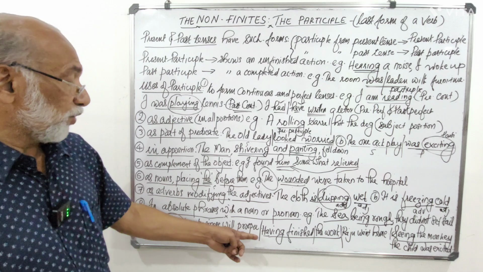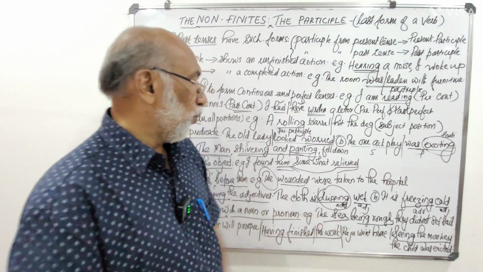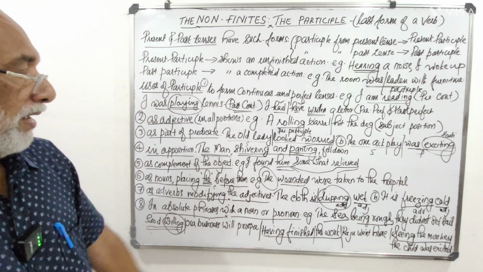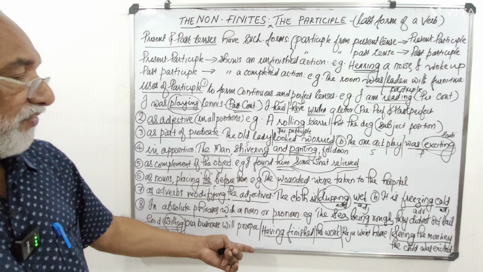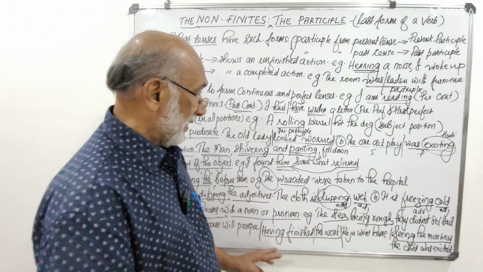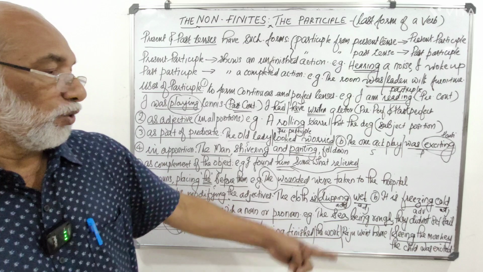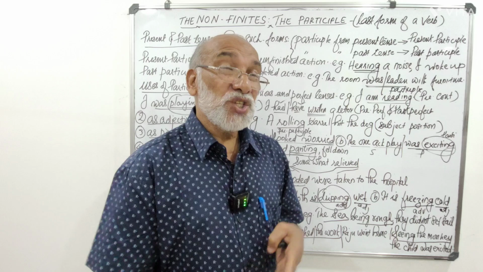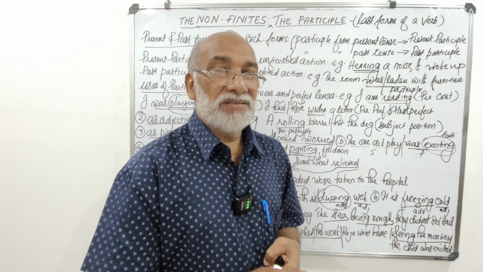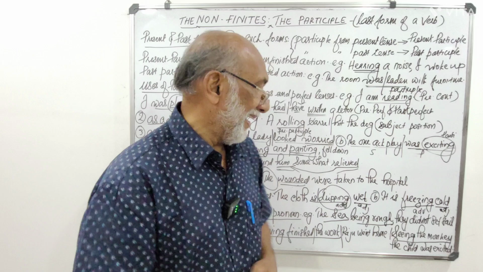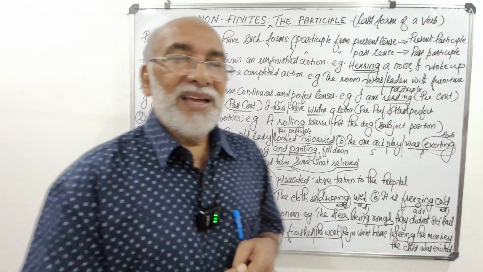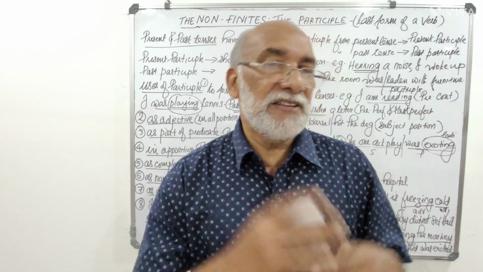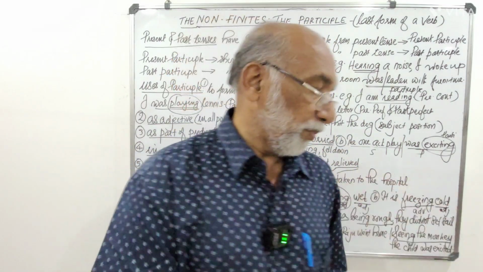In the next one, having finished the work, Raju went home. Here it is perfect participle. So we have to use the perfect form. That is, as he had finished the work, Raju went home. Seeing the monkey, the child was excited. When the child saw the monkey, he was excited. When he saw the monkey, the child was excited. So these are the 8 uses of participle in different types of sentences in different positions.